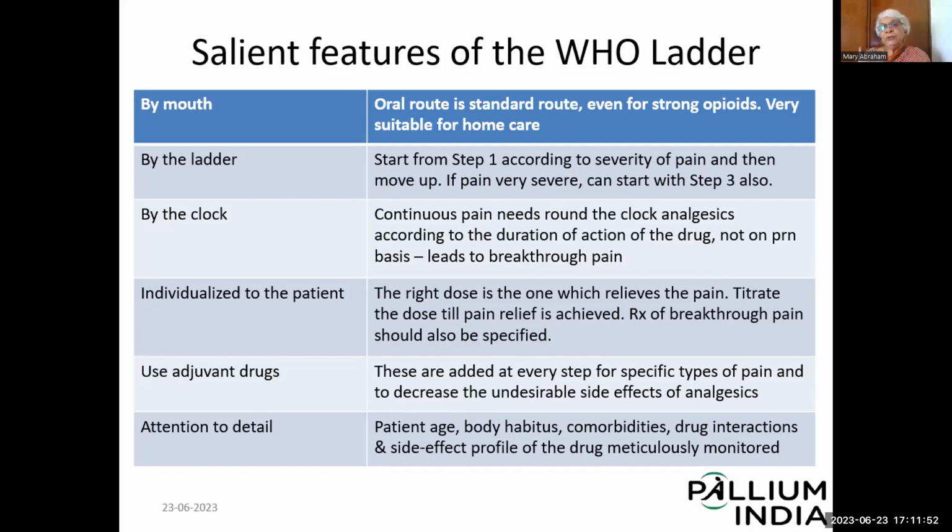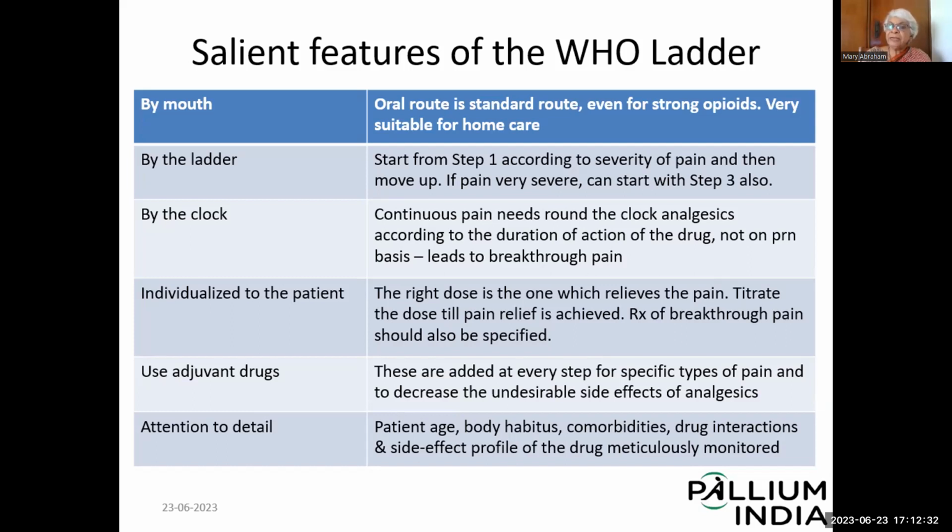So for that, you have to give it according to the duration of action of the drug, and not on a PRN basis. Because if you give it on a PRN basis, you have what is called a breakthrough pain. So this can vary from drug to drug. So it's important to know the half-life of the drug. So if you're giving morphine, it has to be given every 4 hours. If you're giving paracetamol, it has to be given every 6 to 8 hours. If you're giving a COX-2 inhibitor like Nucoxia, then you have to give it only once a day. So it all depends upon the half-life of the drug.